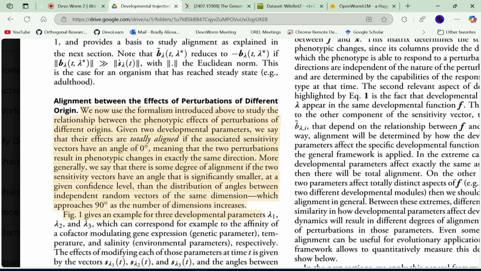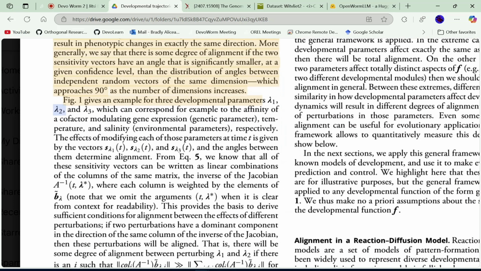And then the distribution of angles between independent random vectors. These are just random vectors that have no developmental trajectory. If you perturb random vectors, they do whatever they want and don't have any sort of alignment at all, which approaches 90 degrees as the number of dimensions increases. So this is where we have high dimensional spaces with random vectors versus high dimensional spaces where we have developmental trajectories.